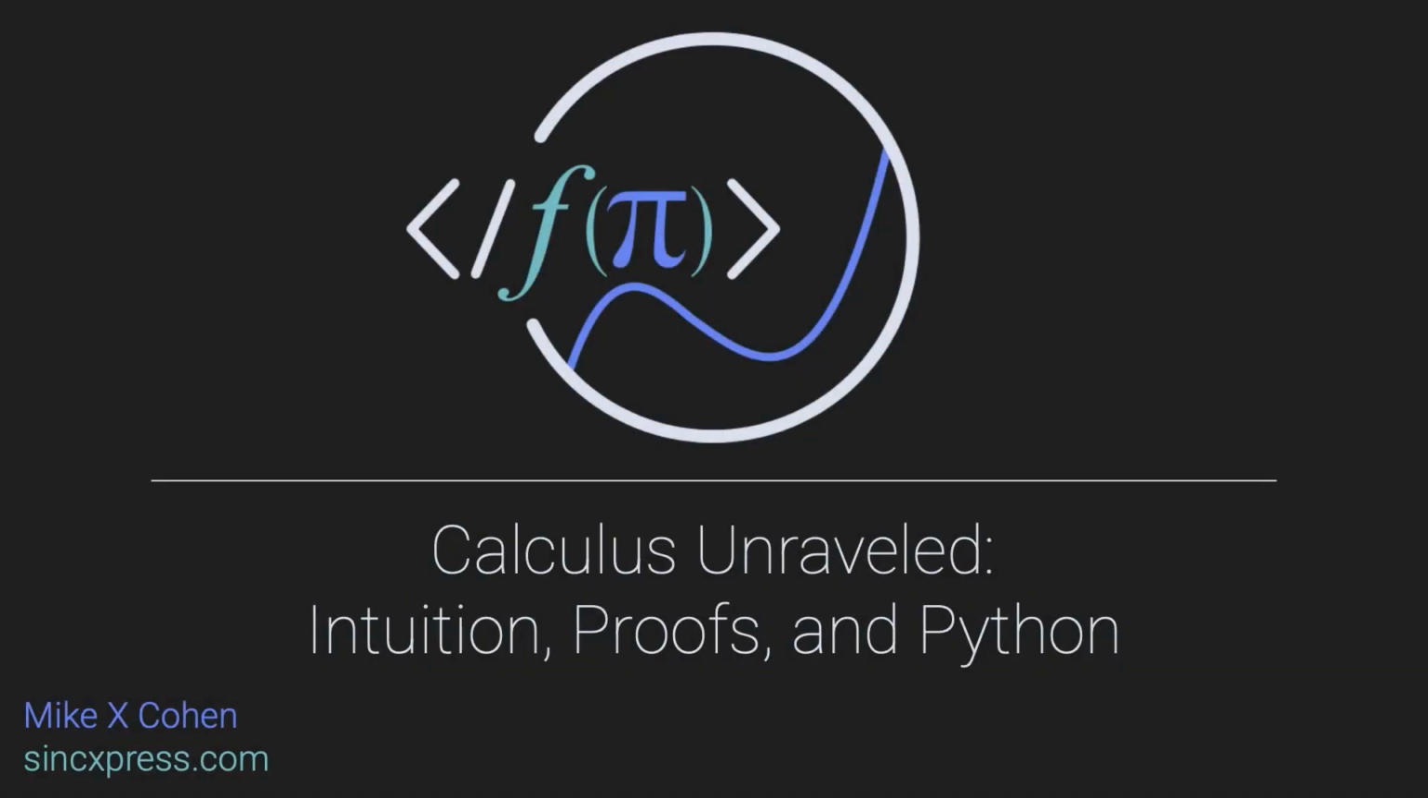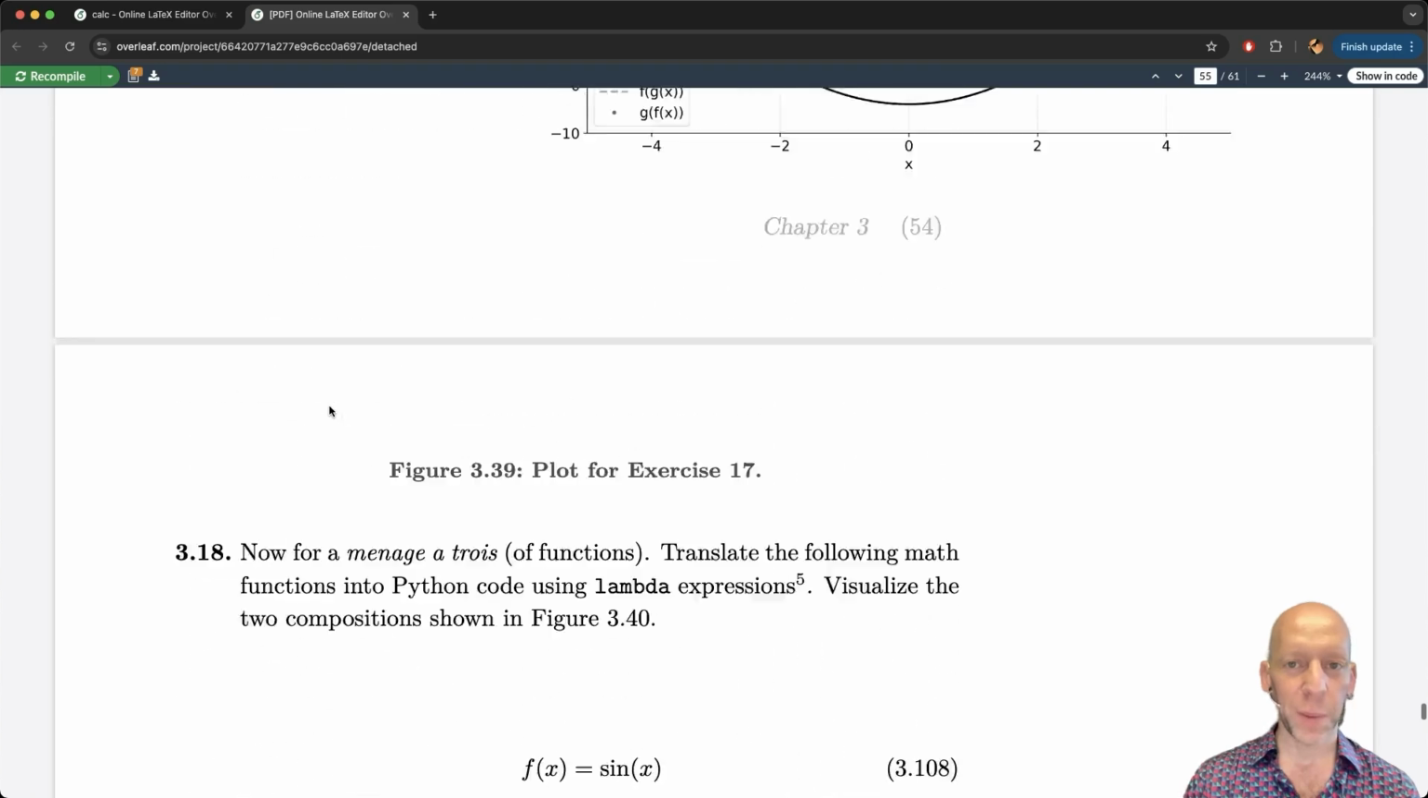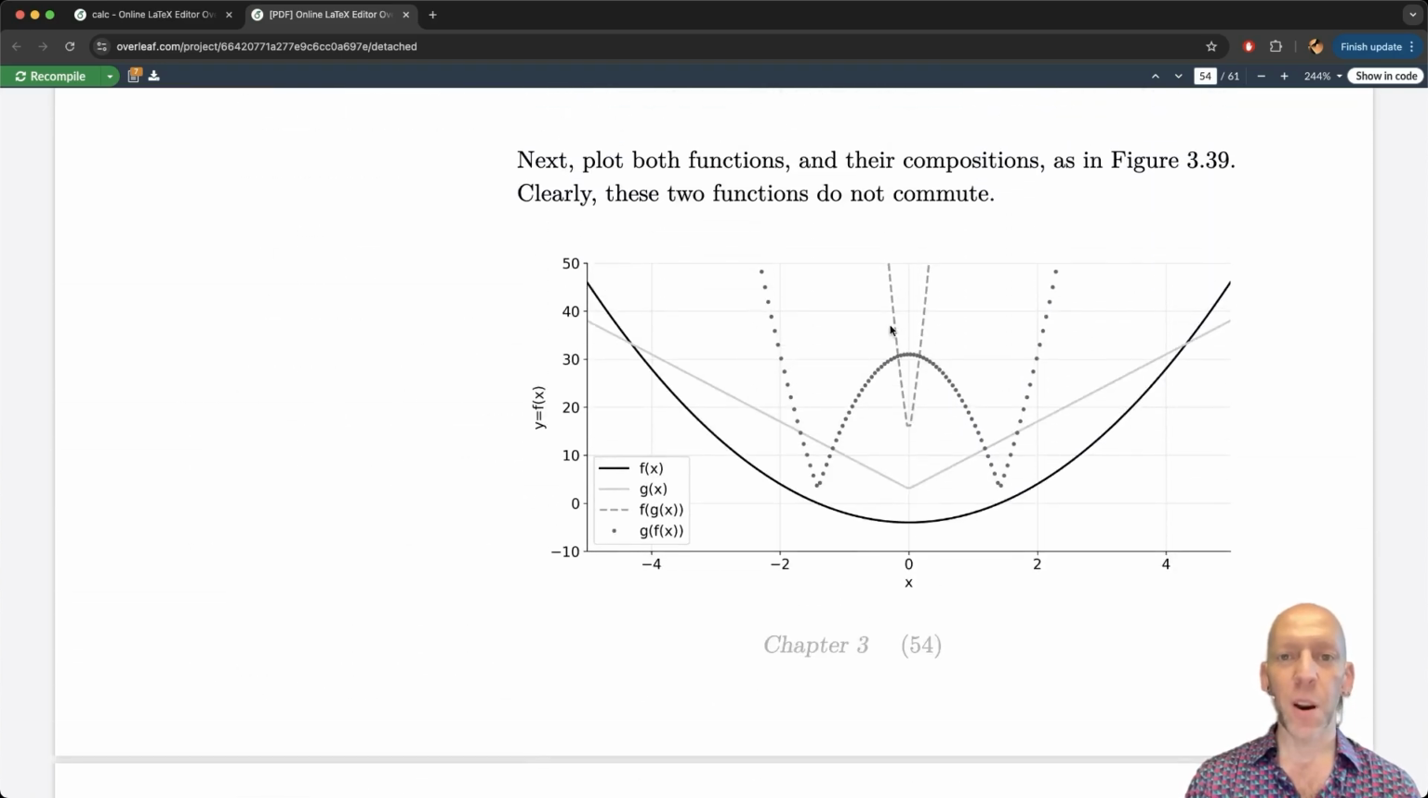Exercise 19 follows up on exercise 17. So in exercise 17, we saw that when we took two functions and we composed them in two different ways, they did not commute. That was f of g of x and g of f of x. And when we plotted those two on top of each other, maybe I'll scroll back up to that plot, we saw that they are not the same. These two orders of composing these functions were not the same. They give us distinct results. So these two functions do not commute with each other.